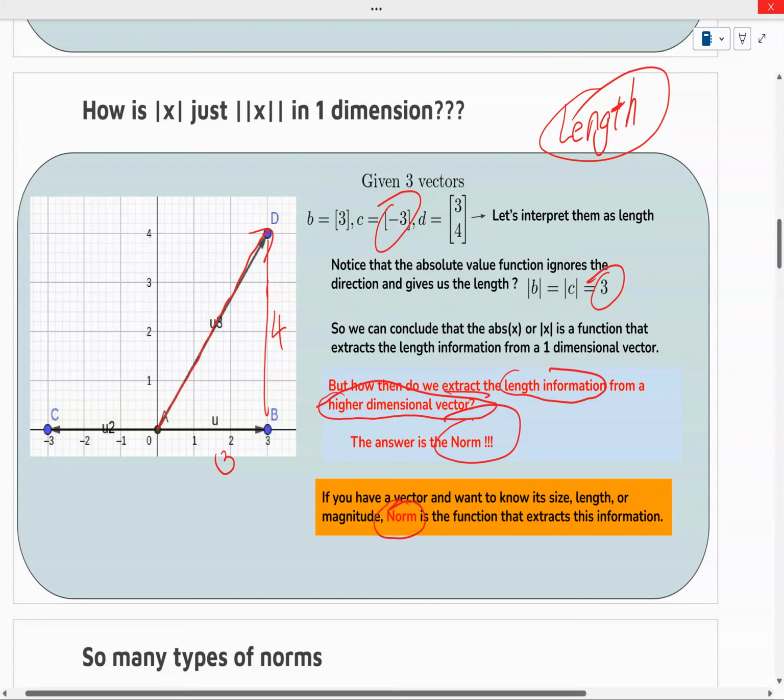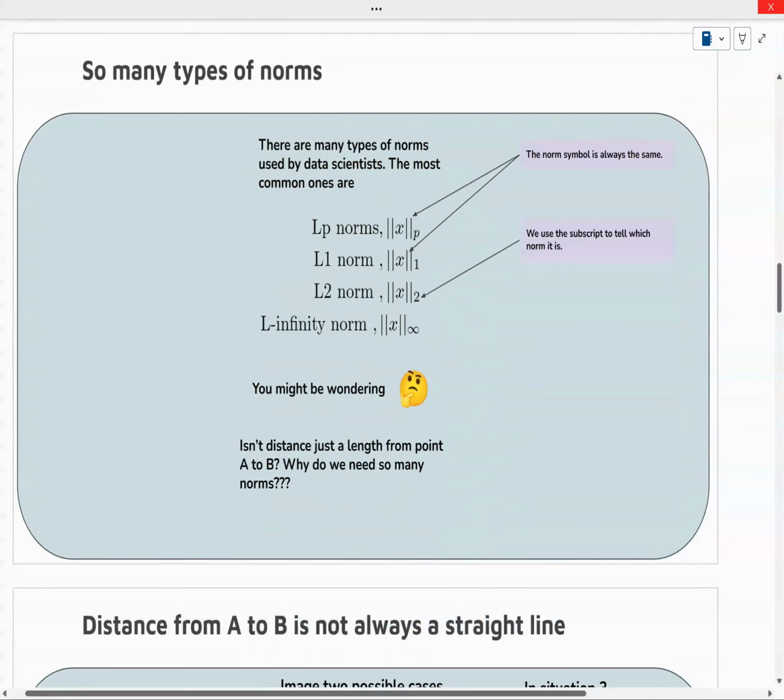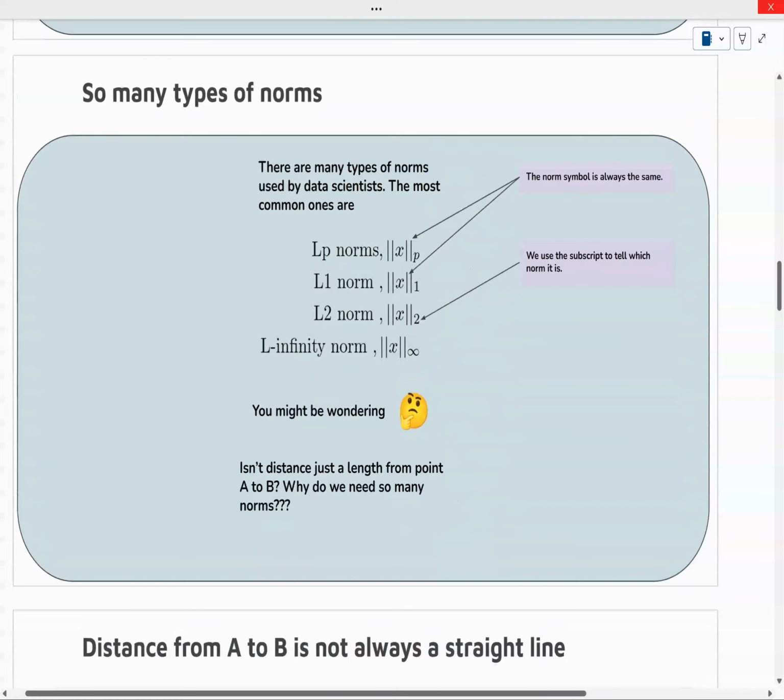Norm is the function that extracts this particular information. Now, there are many different types of norms. There's this one called the LP norm. The way we distinguish different types of norms is through this subscript, right? So P norm, one norm, two norm, infinity norm.